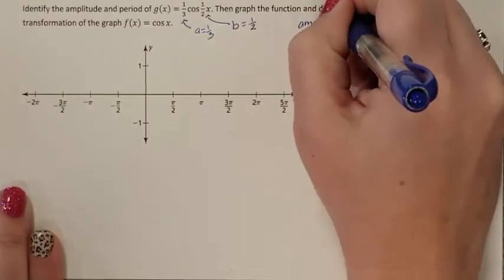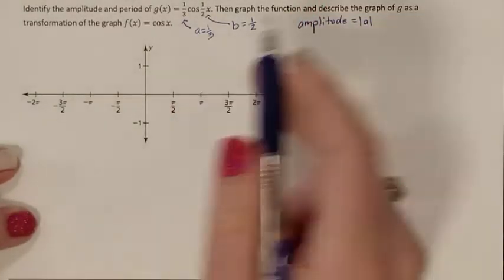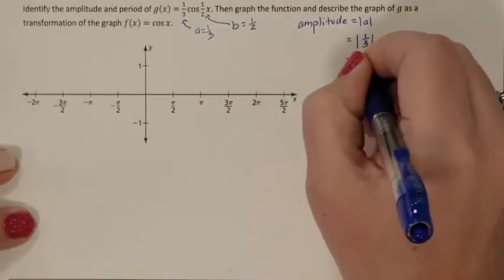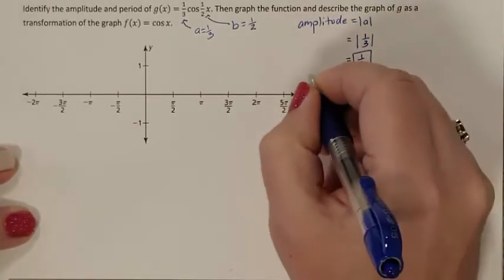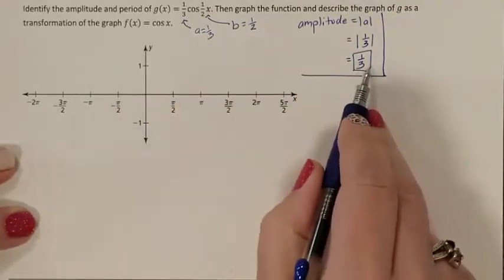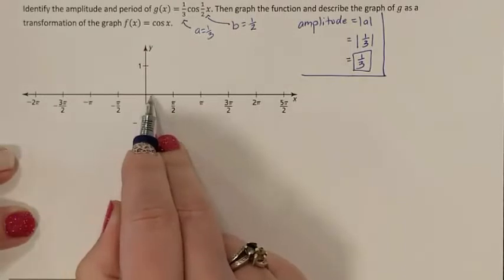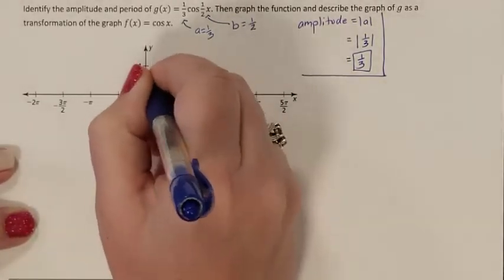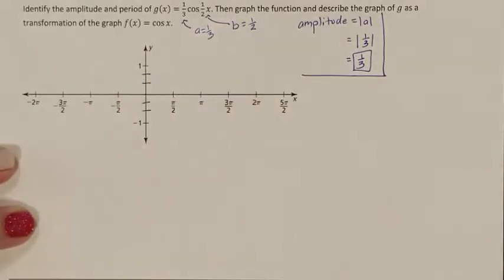Both are formulas. Amplitude is the absolute value of A. A is 1/3. So we're looking at the absolute value of 1/3, which is 1/3. So I know that my y needs to be able to count up to at least 1/3, because from the middle, it's going to go up by 1/3. So let's go ahead and actually scale these by thirds so I can see where that 1/3 is going to live.